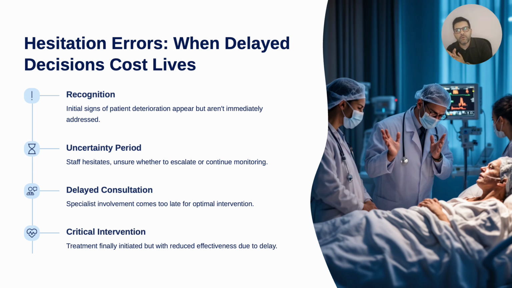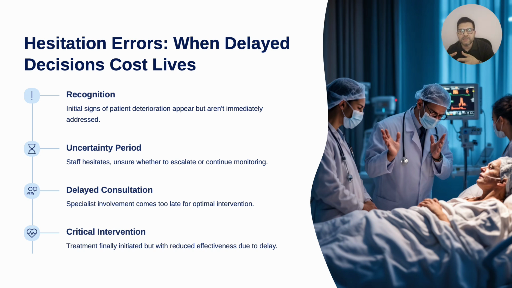So our seventh type of error is delays in judgment, or hesitation errors. These errors are not about doing something wrong, but about not doing something in a timely manner. Hesitation, especially in rapidly evolving situations, can have dire consequences.